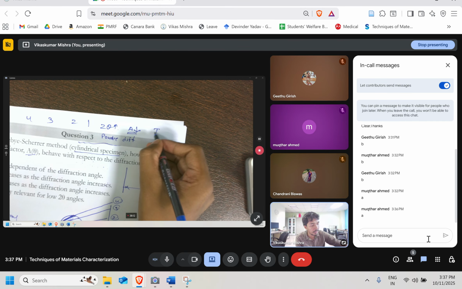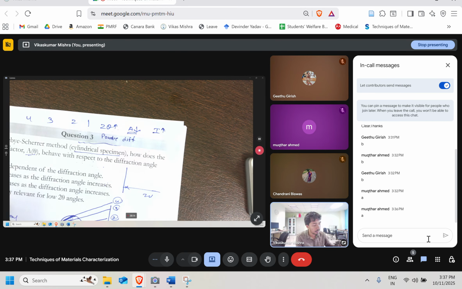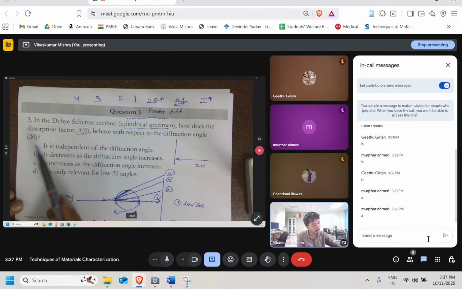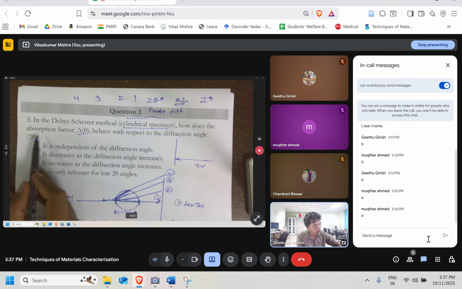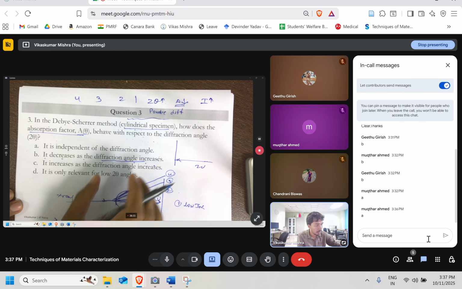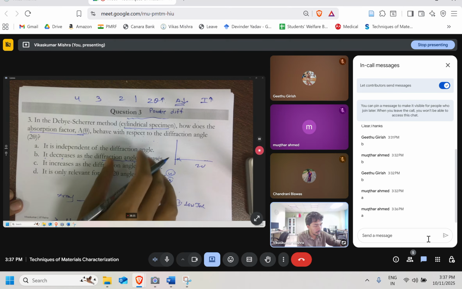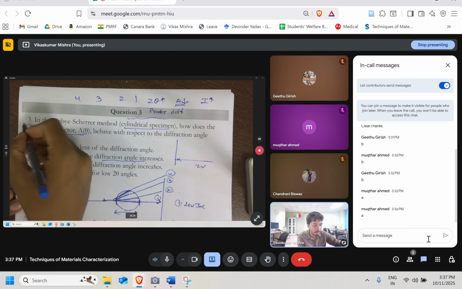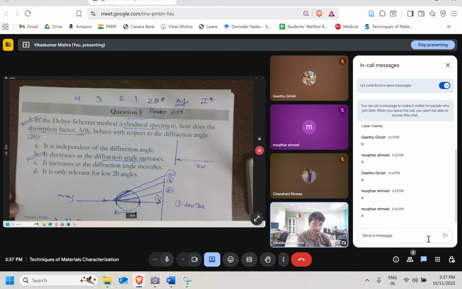Okay, and so we can say that the intensity will increase. So now we can answer this question: how the absorption factor is going to be affected with respect to the theta. So we know it decreases as the diffraction angle keeps on increasing. So as we keep on increasing the 2 theta, in the case of a cylindrical specimen we are talking about, this particular absorption factor will keep on decreasing. So the right answer here will be option B.